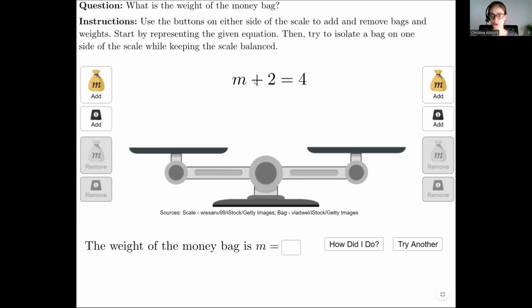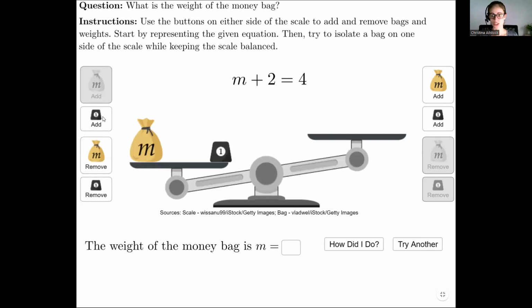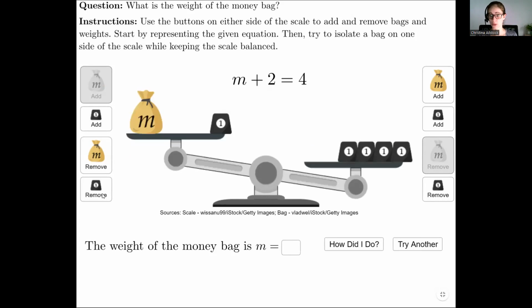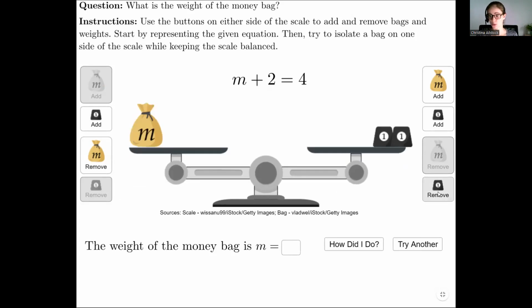So let's try one like this. m plus 2 equals 4. Well, we have m plus 2 weights on one side, and then we have 4 on the other side. It's a balanced equation. Well, if we want to try to get that m by itself so we can figure out its value, we would need to take these 2 weights away. We would need to subtract them. That's the opposite of a plus 2, subtraction. If we remove those 2 weights, it's unbalanced, so we must remove them from the other side, showing us that our answer would be 2.